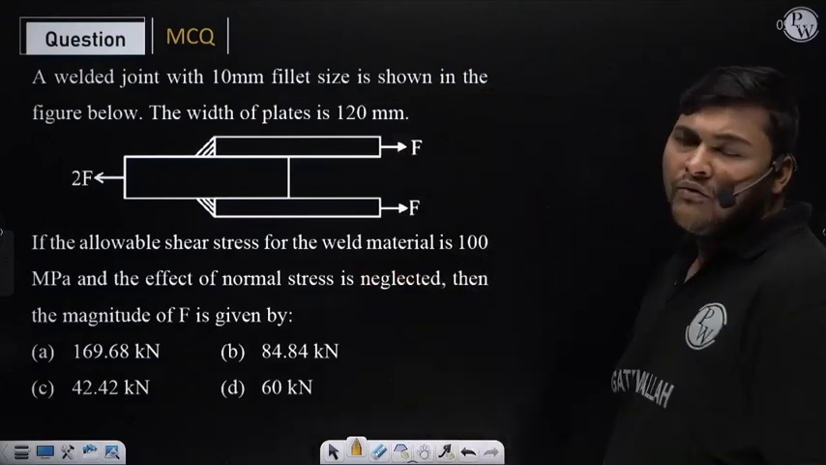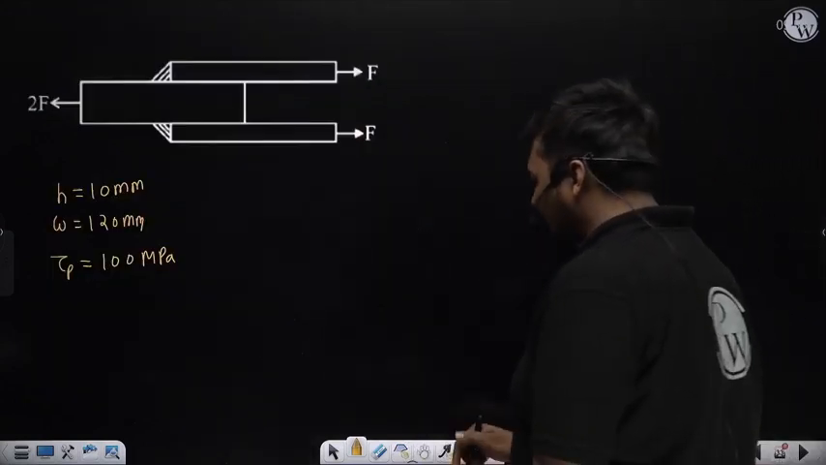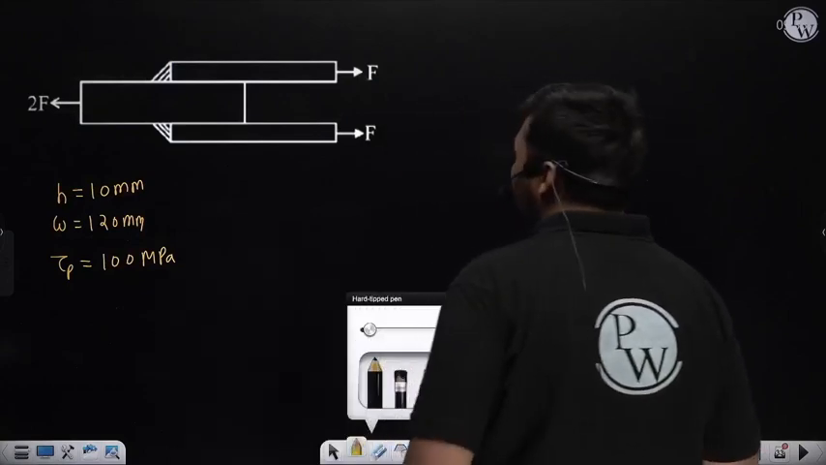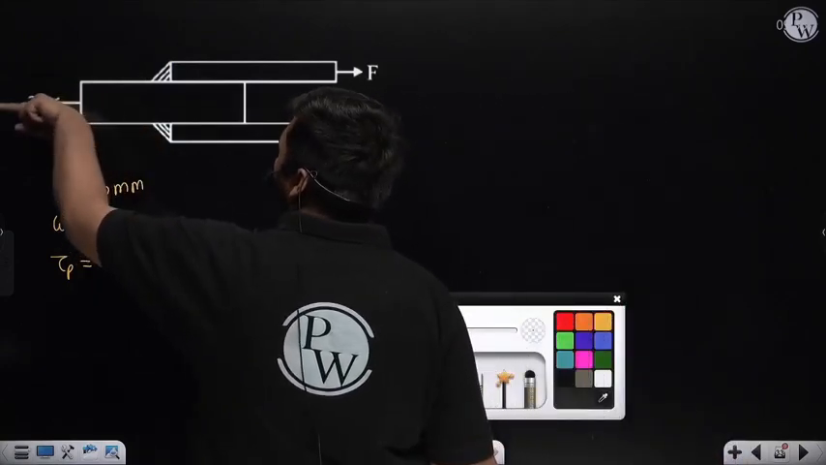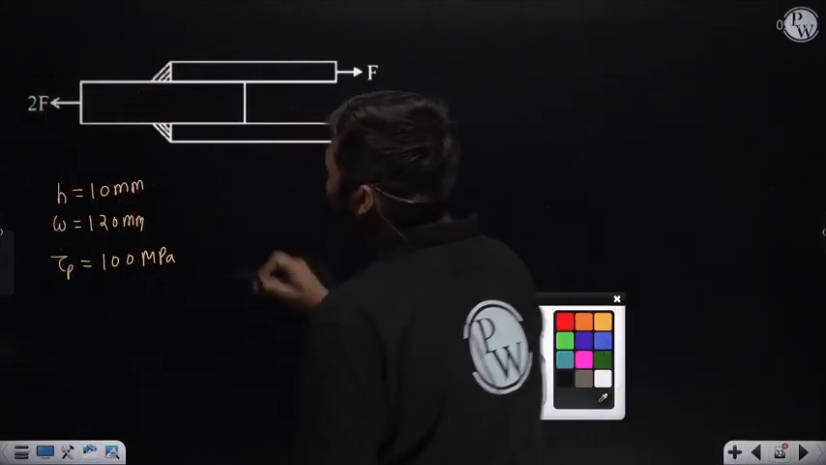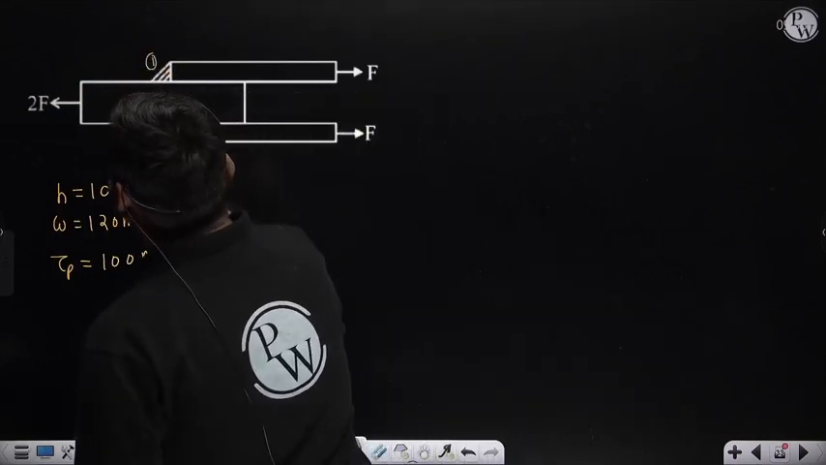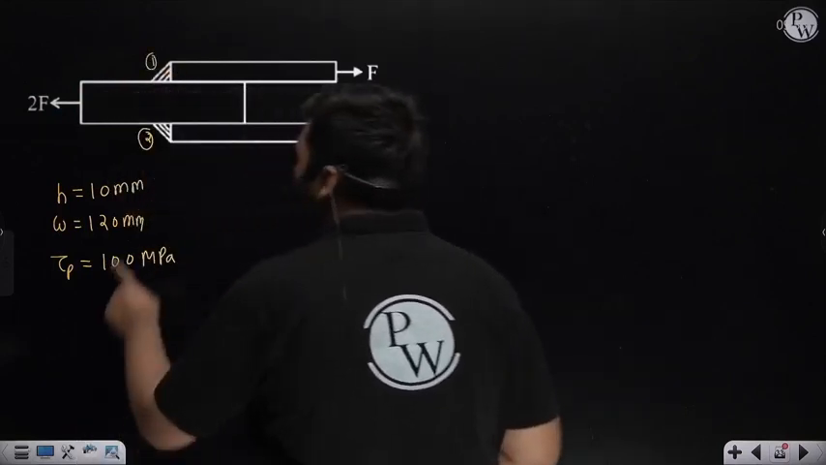Now, how will we find the magnitude of F? This welded joint is subjected to a force. Here you can see the force being applied is 2F, and two welds come into the picture. This is weld 1 and this is weld 2. The size of both welds is 10 mm.